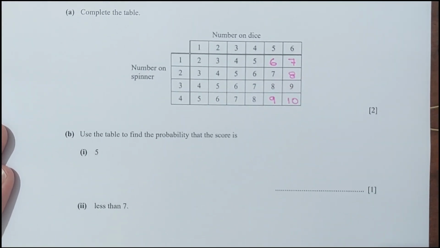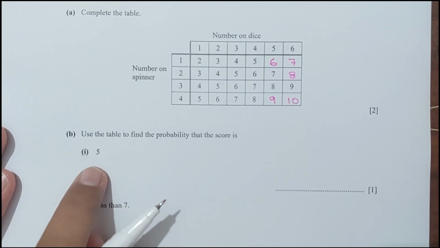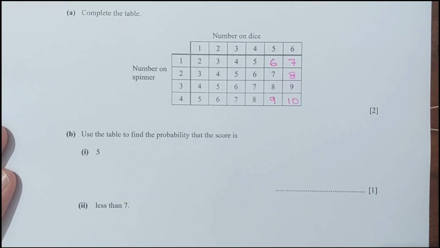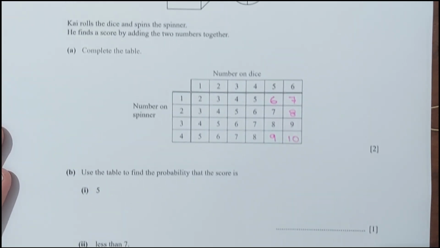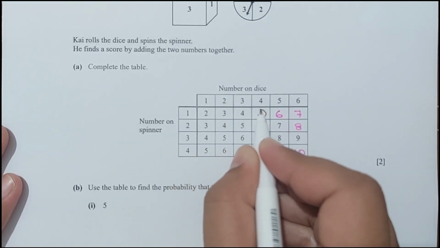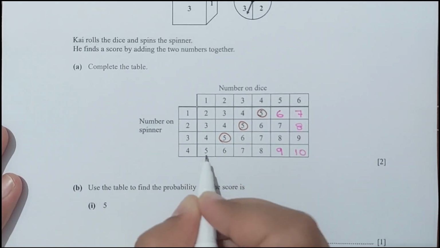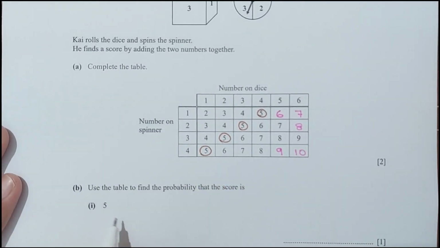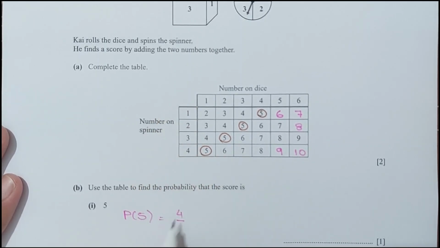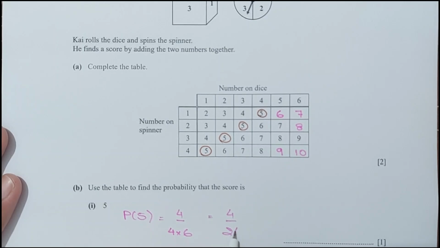Part B: use the table to find the probability that the score is 5. Let's count how many times we get the number 5: 1, 2, 3, 4. So the probability of getting 5 is 4 out of the total. What is the total? The spinner has 4 outcomes, multiplied by the dice's 6 outcomes. So the probability is 4 out of 24.